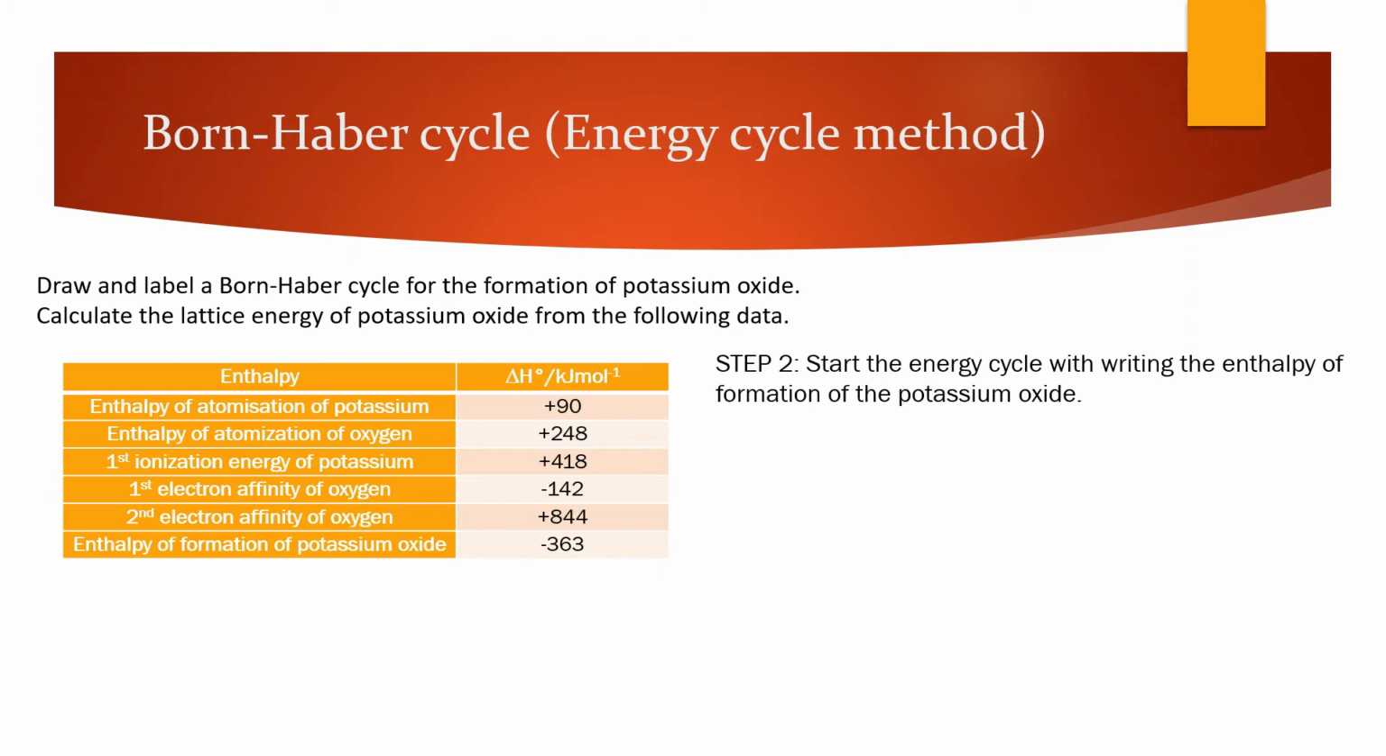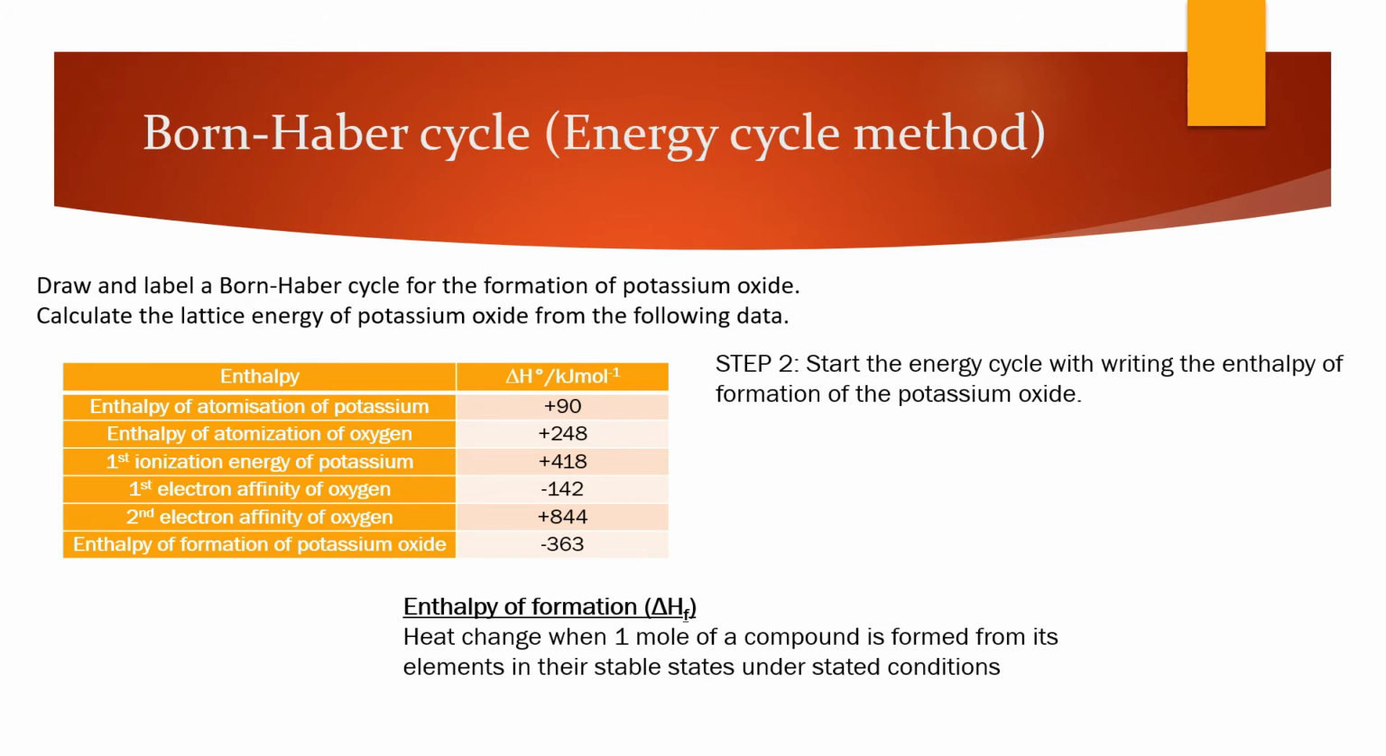Now we move on to step number 2, starting to construct the energy cycle by writing the enthalpy of formation of the compound first, and our compound here is potassium oxide. To write the enthalpy of formation, we shall look at the definition of enthalpy of formation first. Enthalpy of formation is defined as the heat change when one mole of a compound is formed. So when we want to write the enthalpy of formation, we start by writing the compound first.